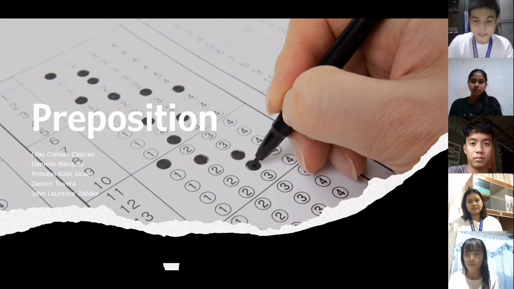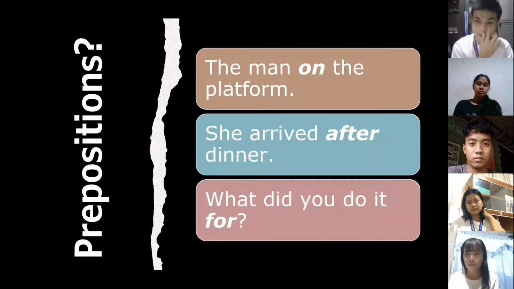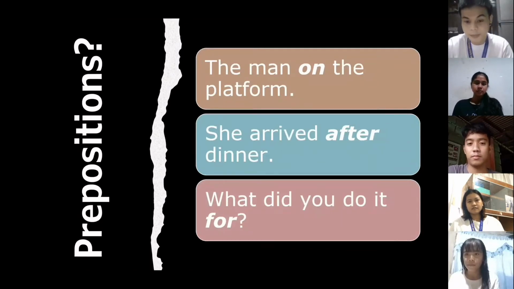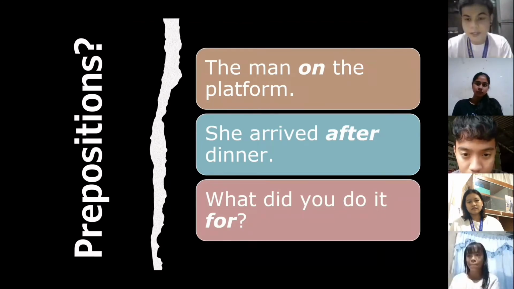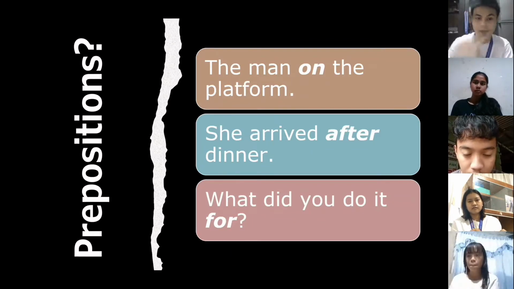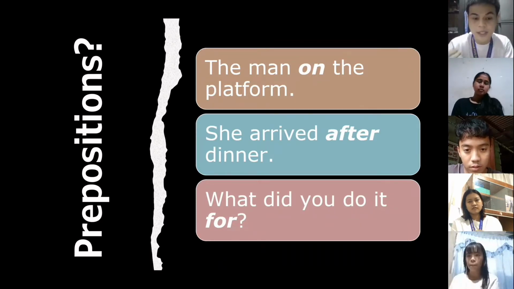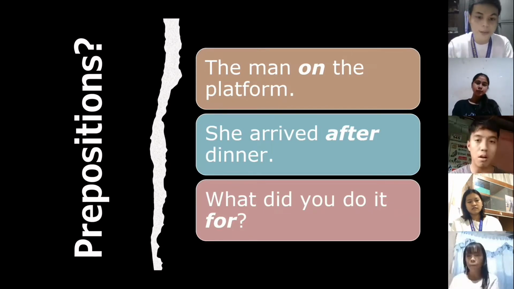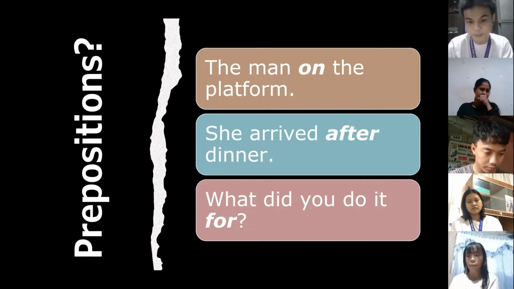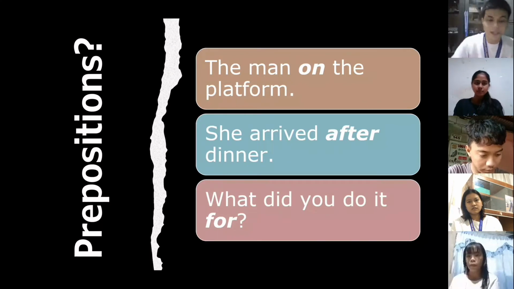So we have some examples here. The man on the platform. She arrived after dinner. What did you do it for? In these cases, in the man on the platform, the preposition on connects the subject onto the predicate or the object of the sentence, the platform. Same thing with she arrived after dinner. What time did she arrive? Dinner. So let's start.